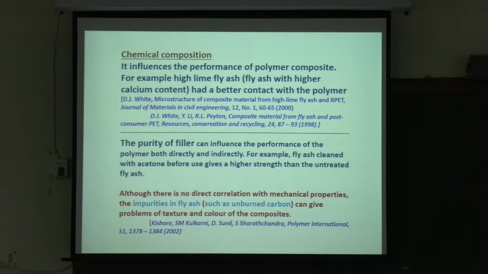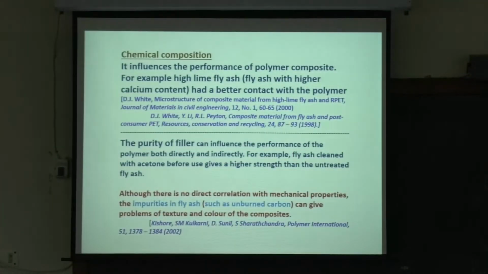The purity of polymer can influence the performance of the polymer, but okay, we have seen that. Although there is no direct correlation with mechanical properties, the impurities in fly ash such as unburnt carbon can give problems of texture and color of the composites. So fly ash has unburnt carbon, and sometimes that carbon is not settling separately, that carbon is actually covering the fly ash, right? It can be sometimes good or sometimes may not be good. That carbon is not bonded to the fly ash. It's just covering the fly ash. It's like a coating on the fly ash.